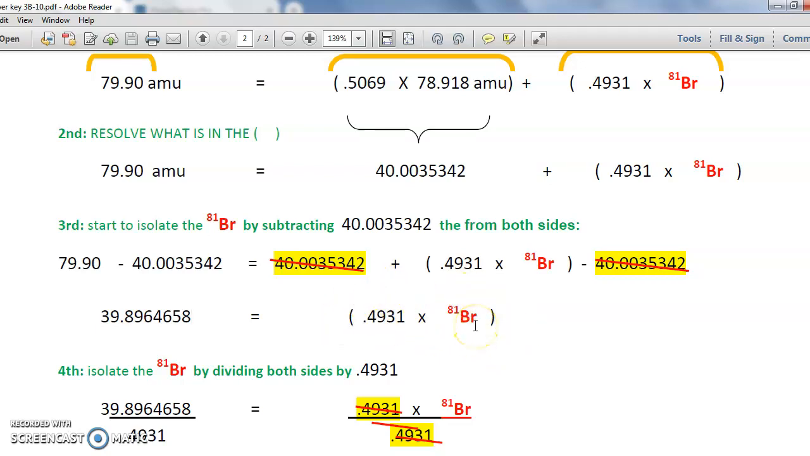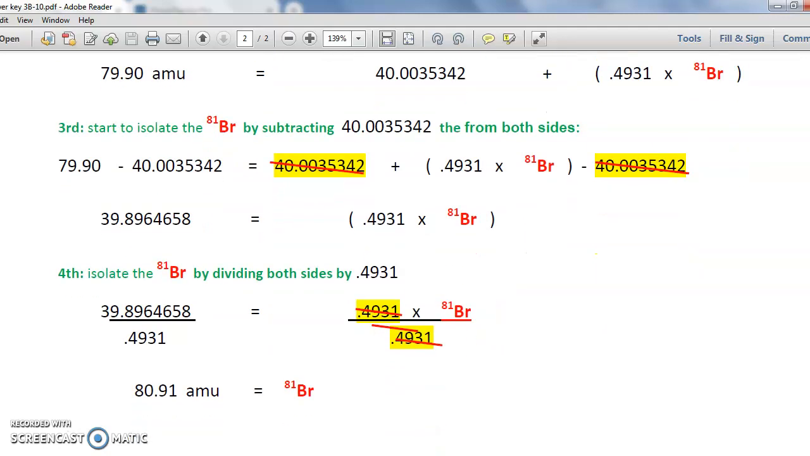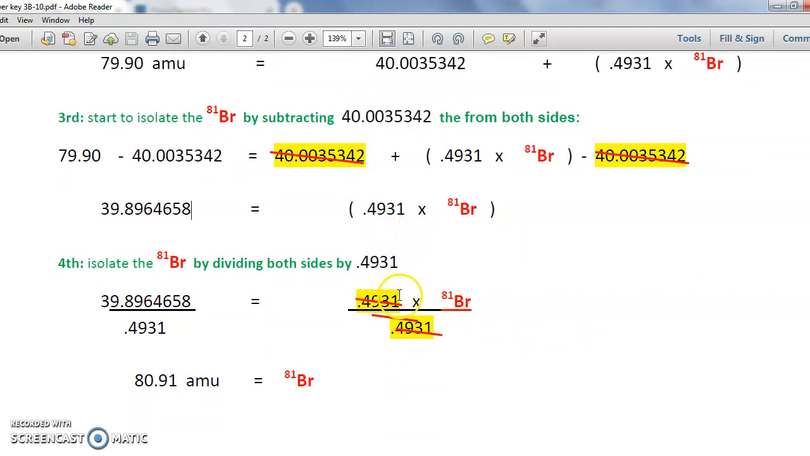I can remove the parentheses now, since I don't have another operation there. How do I get rid of 0.4931 times bromine 81? You undo multiplication by dividing both sides by 0.4931. 0.4931 divided by 0.4931 would cancel out. 39.8964658 divided by 0.4931 leaves us with 80.91. Bromine 81's mass is 80.91.